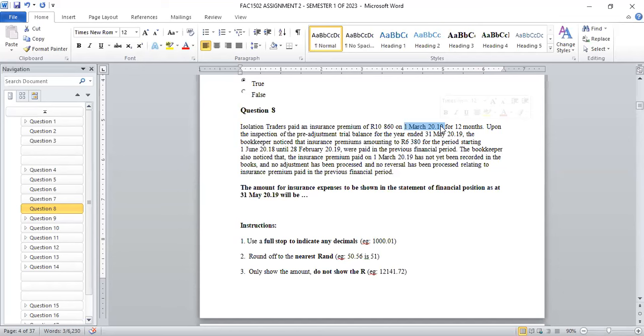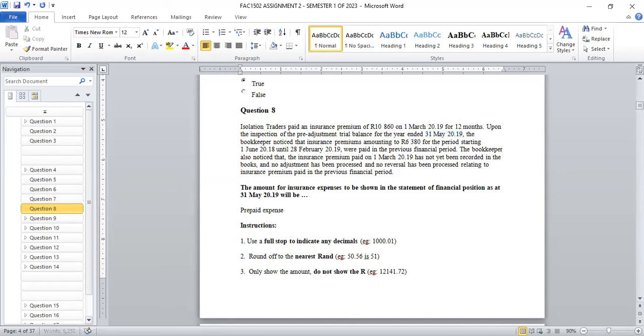No adjustment has been processed and no reversal has been processed relating to the insurance premium paid in the previous financial year. The amount of the insurance expense to be shown in the statement of financial position as at 31 May will be, right. The issue here is we paid on 1 March for 12 months. That means we paid for 1 March up to 28 February 2020. But our year is ending in May. So the insurance within that figure which belongs to our period is March, April, May, which is 3 months. The other 9 months do not belong to our period. So those are the ones that will go to the statement of financial position as prepaid expenses.